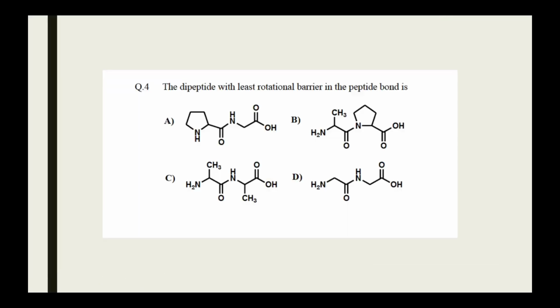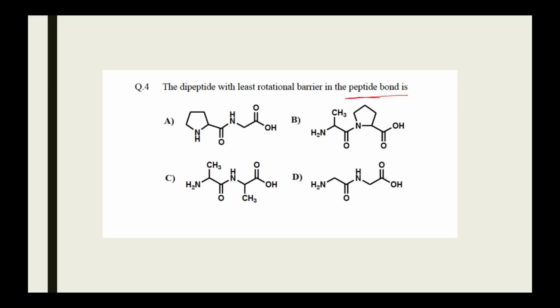So here is the question. This is a previous year GATE question. The question being asked here is: the dipeptide with least rotational barrier in the peptide bond is. There are 4 different options given. So before coming to the correct answer, let's know about the peptide bond.